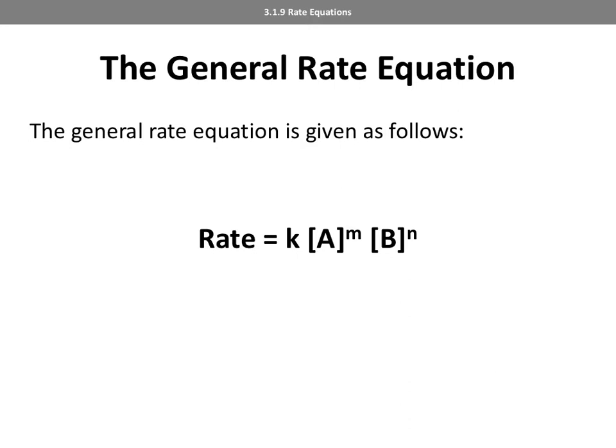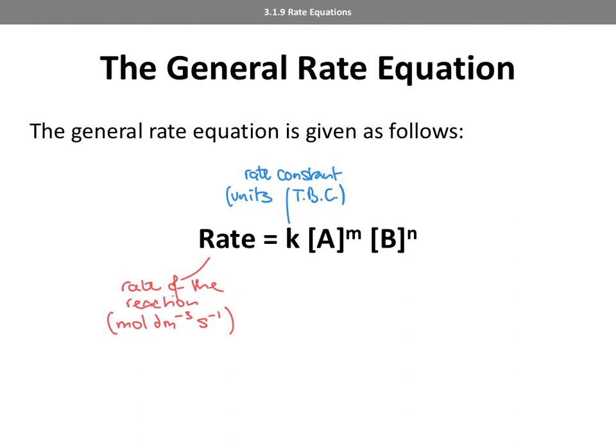There's a general rate equation given here. Rate equals k, the concentration of A to the power of m, and the concentration of B to the power of n. Rate is obviously the rate of the reaction, but its units are critical, and they are moles per decimeter cubed per second. k is the rate constant, a constant of proportionality, and its units depend on the rest of the rate equation, so we're going to look at that separately.